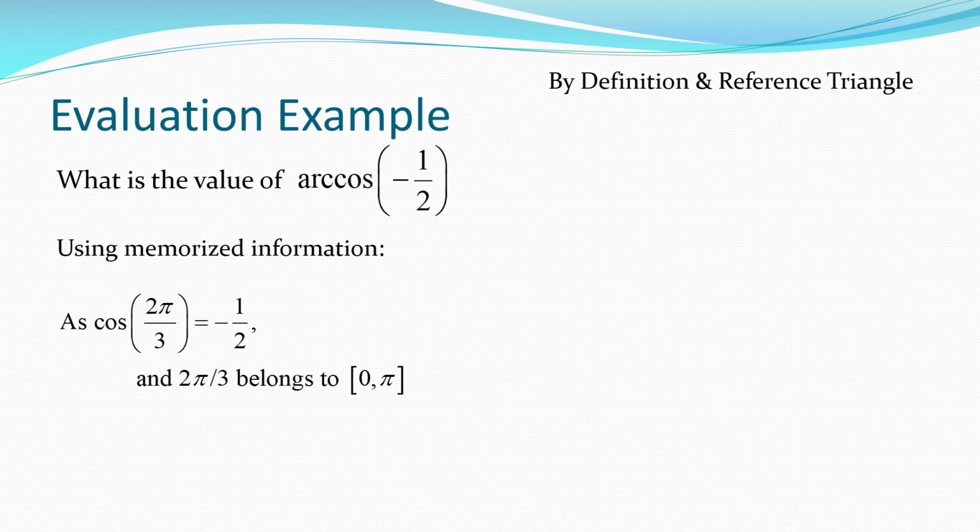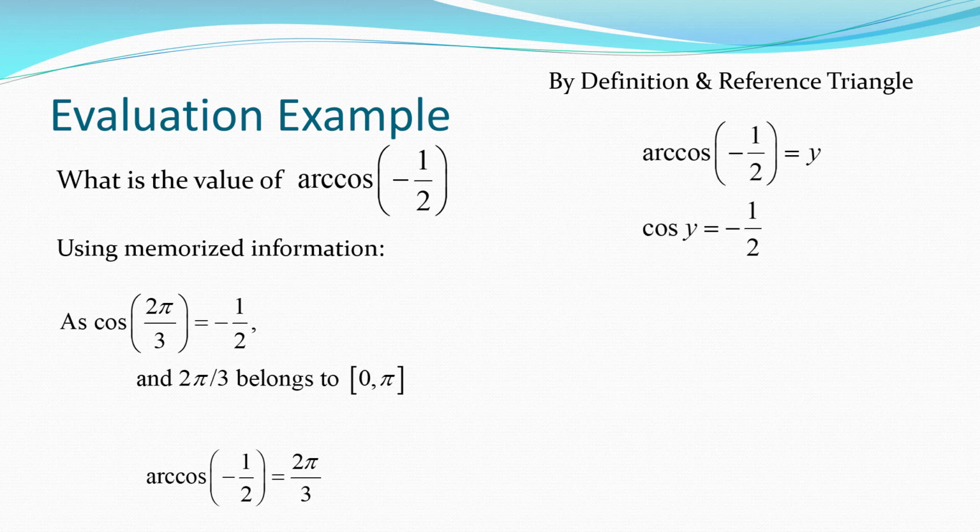From memory, the cosine of 2 pi over 3 is negative 1/2. And since 2 pi over 3 belongs to the correct angle range from 0 to pi inclusive, that means instantly that the arc cosine of negative a half is 2 pi over 3. Now, if you don't have that information memorized, you can always go by the definition and use a reference triangle.